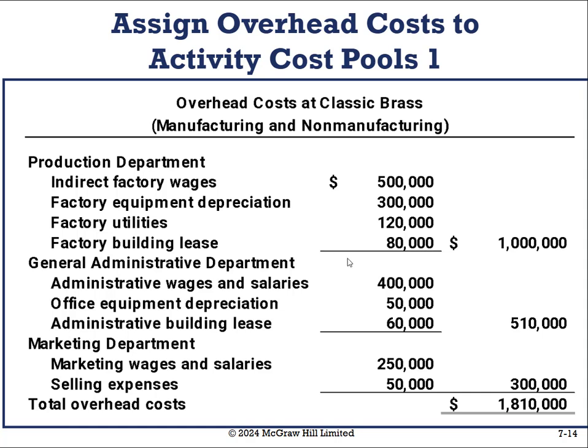Okay. So we are going to be looking again, like I said, at Classic Brass. And what we started with is your traditional costing system, where we're looking at the product department, and then we have our depreciation and our marketing. So we have a bunch of overhead costs, $1.8 million worth. So just over $1.8 million worth. Great. What the heck does that mean? Well, let's take a look at that in a different way.